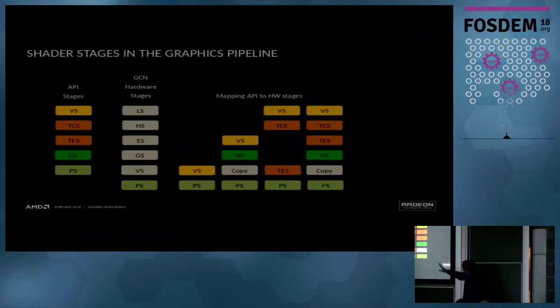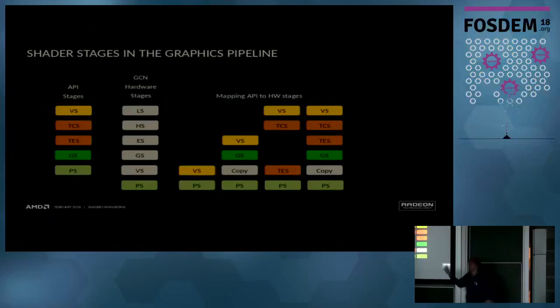If you know OpenGL or Vulkan or anything like that, you should be familiar with the column on the left. It shows the shader stages in a graphics pipeline. It starts with a vertex shader. Then if you want to use tessellation, you have optional tessellation control and evaluation shaders. If you want to use the geometry stage, you have an optional geometry shader. And in the end, you have a pixel shader that produces the pixel color values.